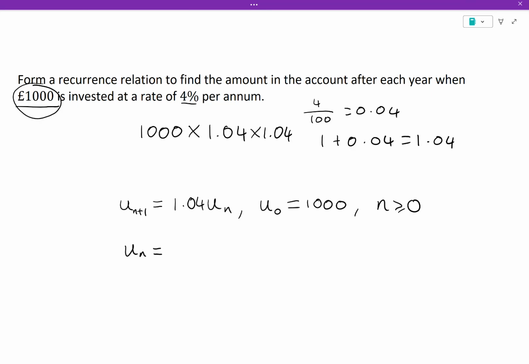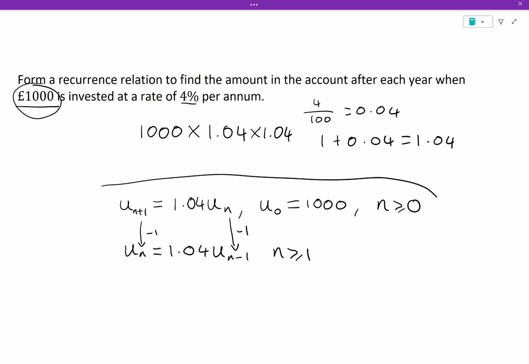Now, just considering another way we could potentially write this recurrence relation, we could write that un is equal to 1.04 and then un minus 1. So all I've done is subtract 1 from each subscript, so they're still consecutive terms. Now, in this scenario, we wouldn't want n to be 0, because if we put 0 into n minus 1, you're going to get negative 1. So for this one, we would say that n is the same as or greater than 1 if we were going to write it like that. However, I would go with this top one here.